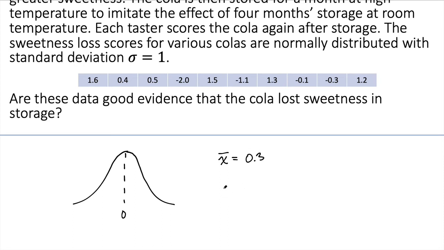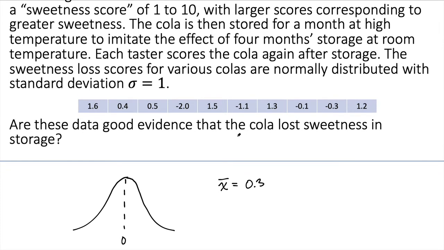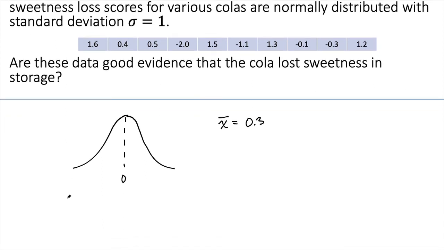Now, we have here a sample of 10 tasters' sweetness loss scores. And so this distribution that we're looking at is actually going to be a sampling distribution where our sample size is 10. So this is a normal distribution with a mean of 0, and the standard deviation of this should be sigma over the square root of the sample size. So 1, the standard deviation, divided by the square root of 10.